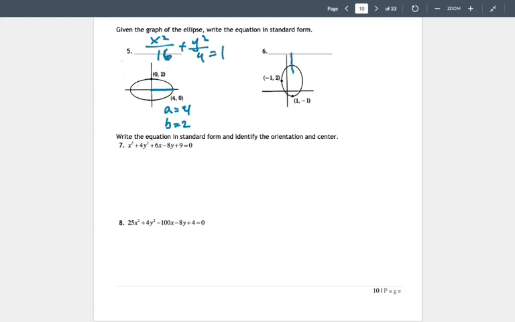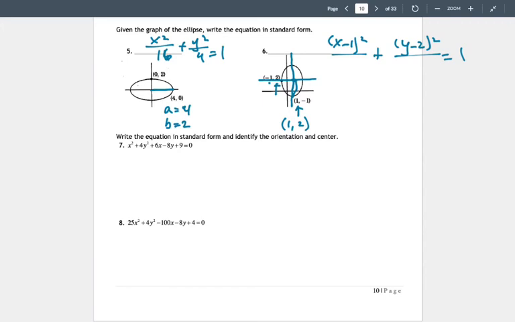On this one, we've got to determine the center. There's my major axis, there's my minor axis. And so my center will have the same x value as this and the same y value as this. So my center is at (1, 2), and so we're going to do (x minus 1) squared plus (y minus 2) squared equals 1.